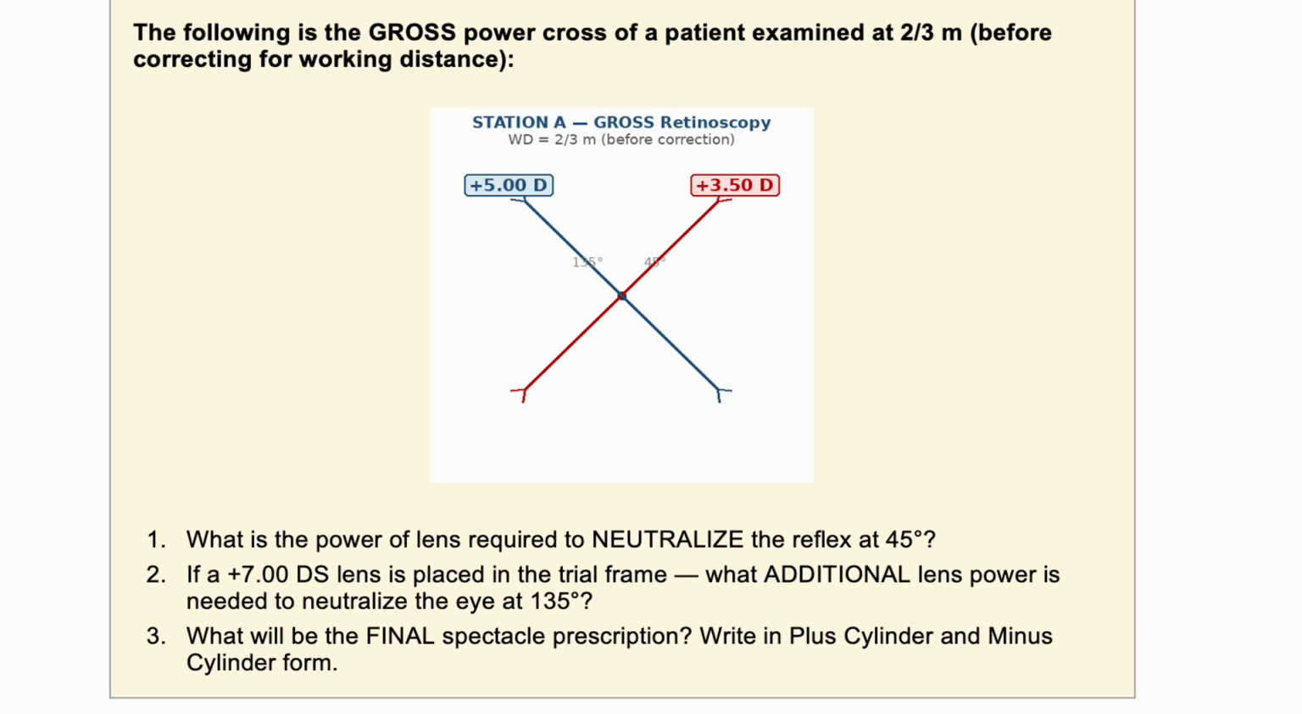Next question is an oblique cross. Working distance is 2 by 3rd meter. The gross power cross shown is plus 5 diopter at 135 and 3.5 diopter at 45 degree. The following question is: power of lens required to neutralize the reflex at 45 degree. If a +7 diopter lens is placed in the trial frame, what additional power lens is required to neutralize at 135? What is the final spectacle prescription? Write in plus cylinder form and minus cylinder form both.